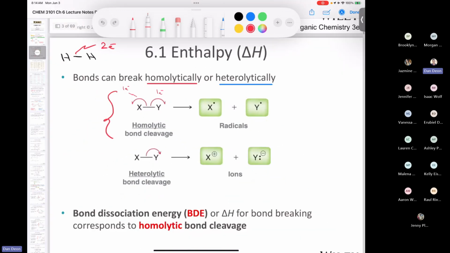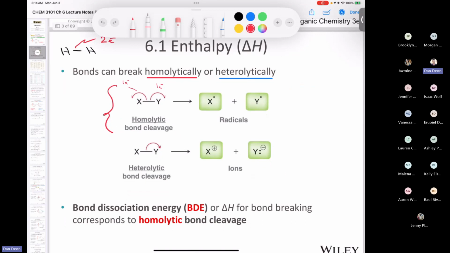So in the case of homolytic bond cleavage, we end up with 2 atoms here that have an unpaired electron. And remember, when we have an unpaired electron, we call that a radical. So that's homolytic bond cleavage. Everybody gets 1 electron, and you end up with a pair of radicals.